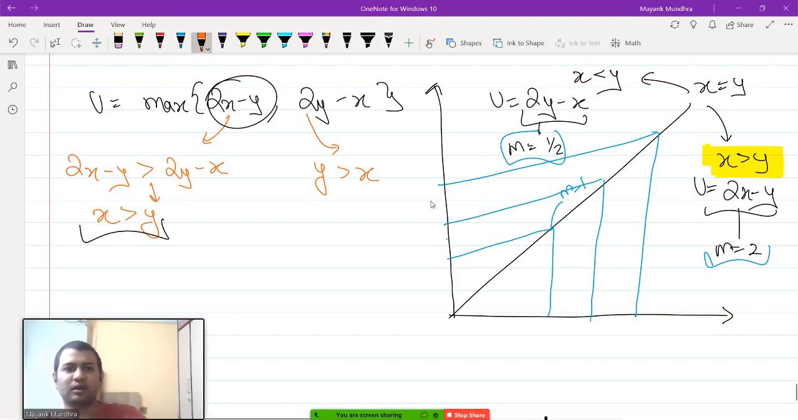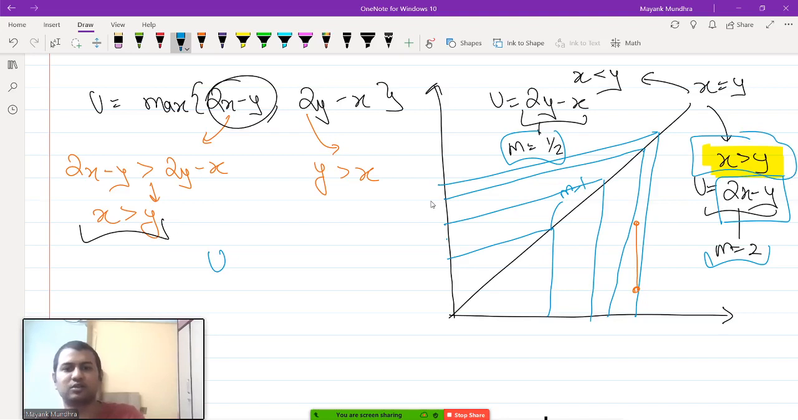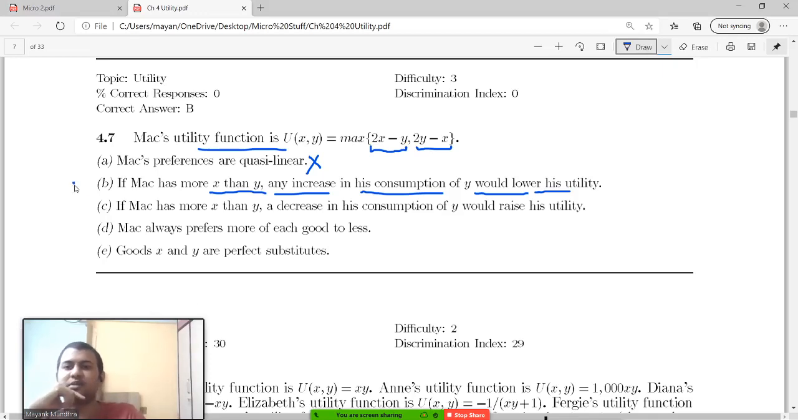Okay, so suppose he's starting from a point like here and he increases his consumption of Y to here. So his utility will actually lower. So he will go to a lower indifference curve if he does this. Right now his utility is 2x minus y. So for x greater than y, his utility is 2x minus y. In this situation, if y increases, his overall utility will come down. Okay, so that's why B is the answer.